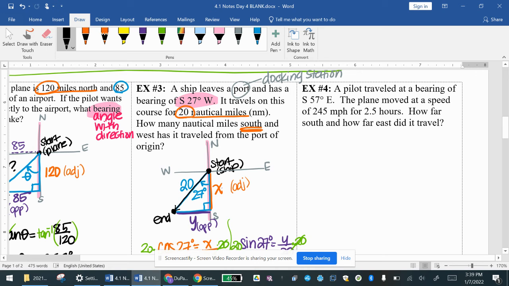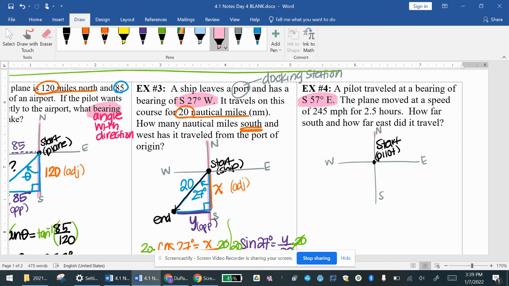A pilot traveled at a bearing of south 57 degrees east. So I'm going to go ahead and kind of start with my x and y axis, which are my north, south, west, east line. So here's my pilot. That's where I start. And from the south, I'm traveling east. So this is your north-south line. From the south, I'm traveling east. Okay? So there's the 57 degrees. You're going to draw your 90 degrees always to the y-axis.